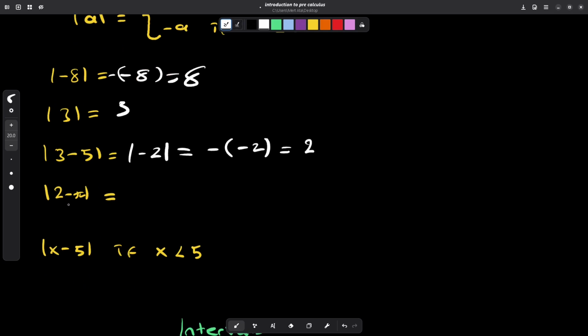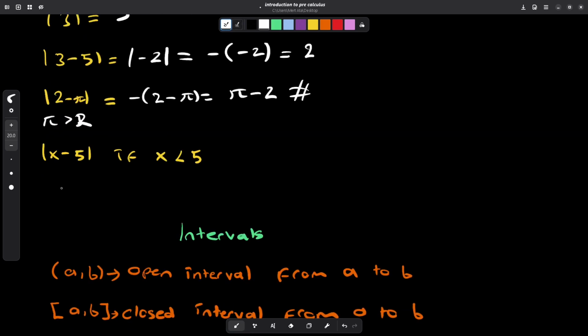|2 minus pi|. I know you cannot algebraically do much here, but what we can do is, I know pi is clearly greater than 3. So which means pi is clearly greater than 2 as well. Therefore, the inside of this will be negative. So from that, this will come out as negative (2 minus pi), which is equal to pi minus 2. Next, x minus |x minus 5| if x is less than 5. If x is less than 5, the inside of this is going to be less than 0. Therefore, this will come out as 5 minus x as well.